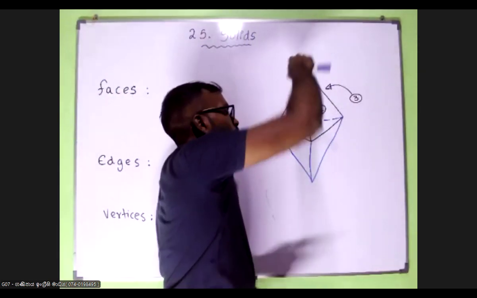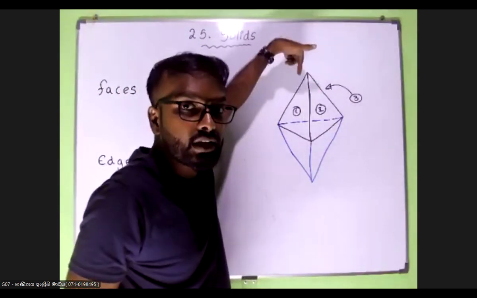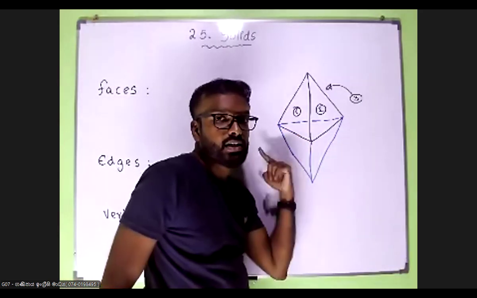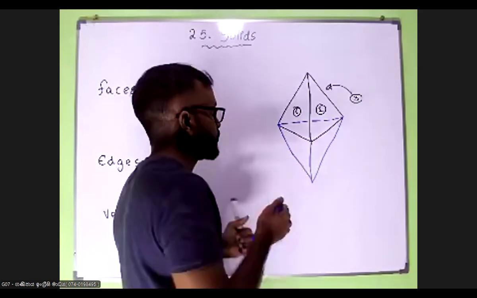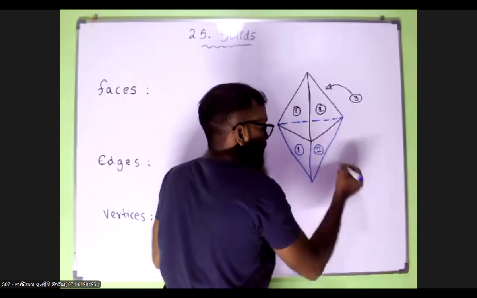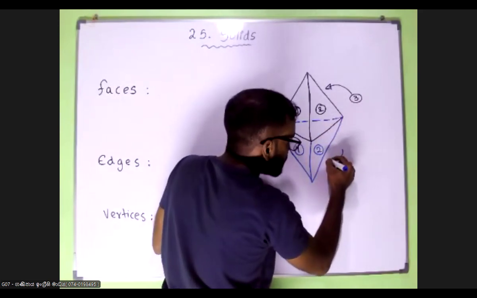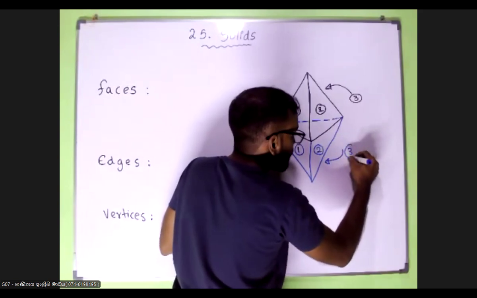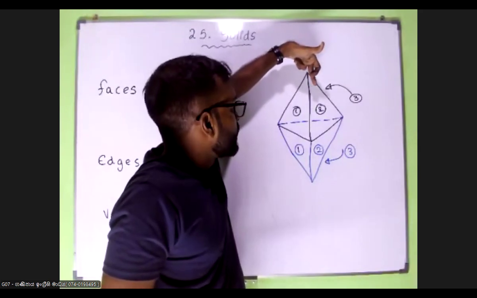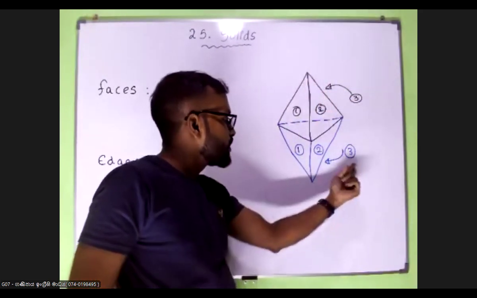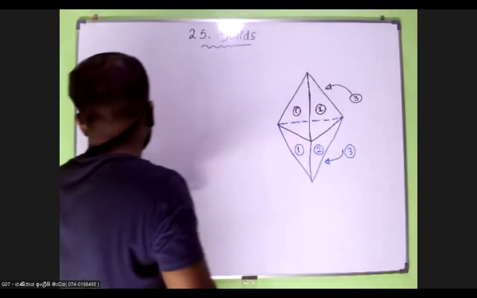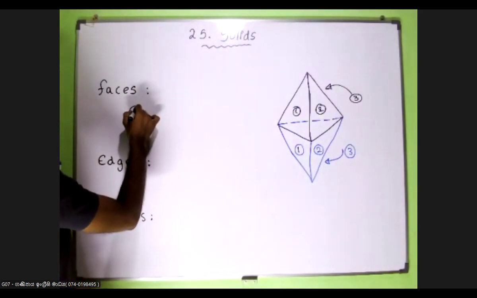So for the top tetrahedron there are three faces. If I take this one as the first, this one as the second, and on the other side we can see the third one. So for the upper tetrahedron we have three faces, and for the below one also we have three faces. All together, there are 6 faces. How many faces? We have 6 faces.